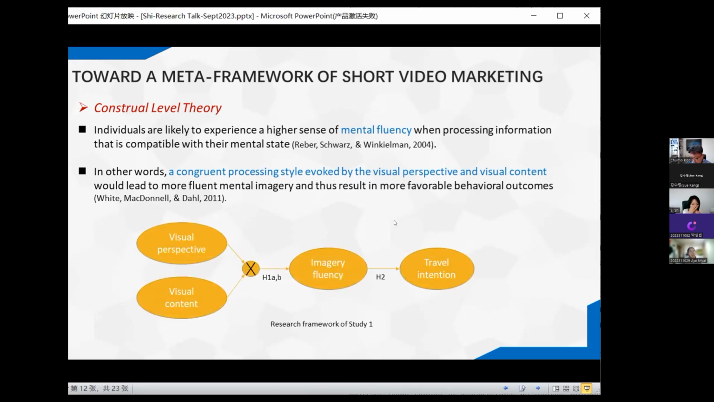So, based on that, we propose the research framework of our first study. Specifically, we expect that promotional videos presenting activity-centric content using a first-person perspective, or promotional videos presenting site-centric content using a third-person perspective, will foster higher travel intention among individuals. And such a congruity effect is mediated by imaginary fluency. Okay, so this model demonstrates that there's a match between the visual perspective and visual content. And because those matches can produce higher imaginary fluency, they result in higher travel intention.